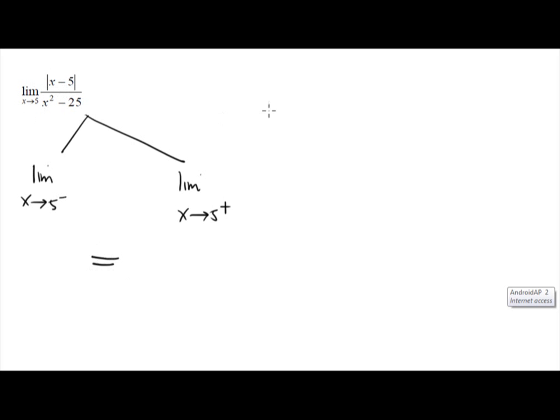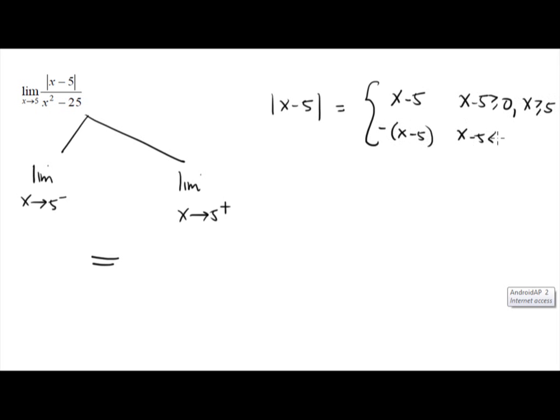Now for absolute value, we all know that this can take two different values. The absolute value of x minus 5 could mean x minus 5 when x minus 5 is greater than or equal to 0, that means x is greater than or equal to 5. Or it can take the negative of x minus 5 when x minus 5 is less than 0, or when x is less than 5.